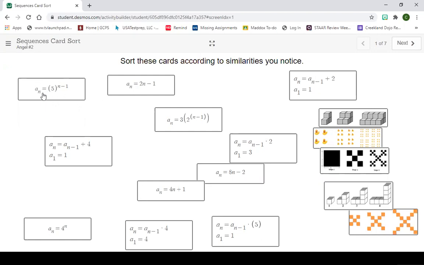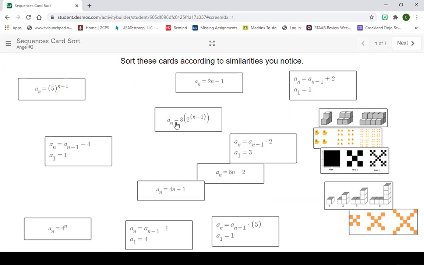So look at this one. What does this one have to do with? It should be easy to identify. Yeah, this one's exponential. Why? It has an exponent, right? So everybody agree it's exponential because it has an exponent? What about this one? Is it exponential? Why? Because it doesn't have an exponent. Plus, doesn't it look like a linear equation? The mx plus b?